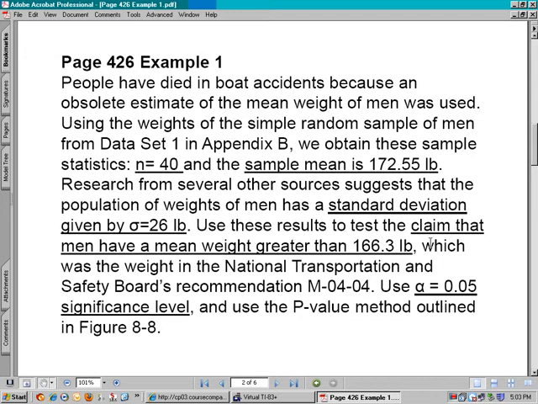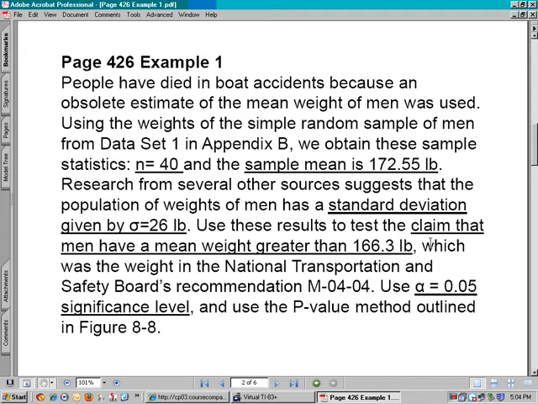Our claim does not have an equal sign. That's important at the very end because we're going to use a flowchart in your formula table that will ask you, does the claim have an equal sign? So no, our claim says that men have a mean weight greater than 166.3.